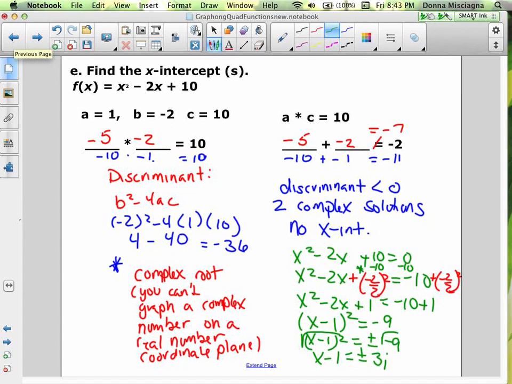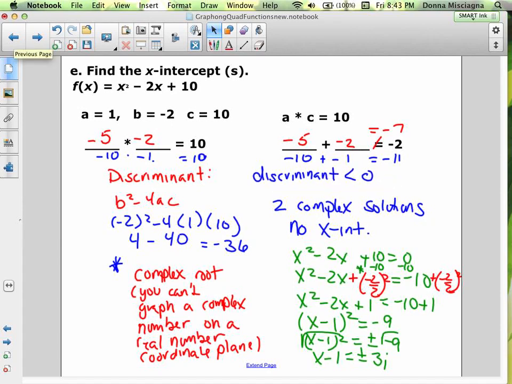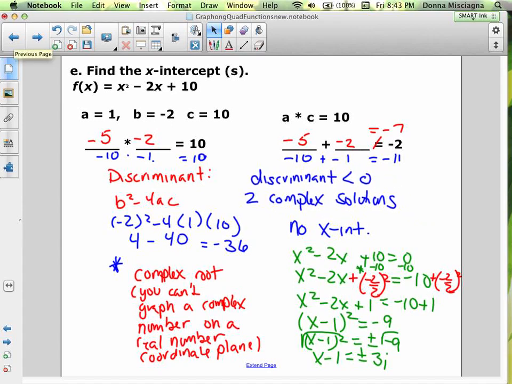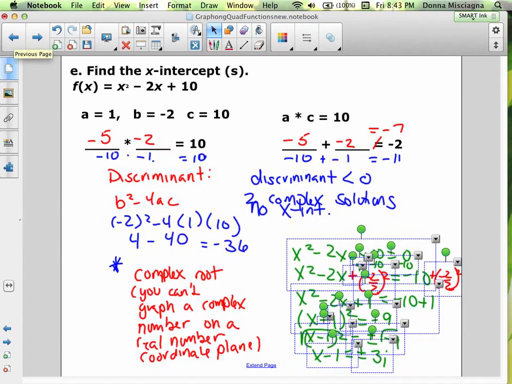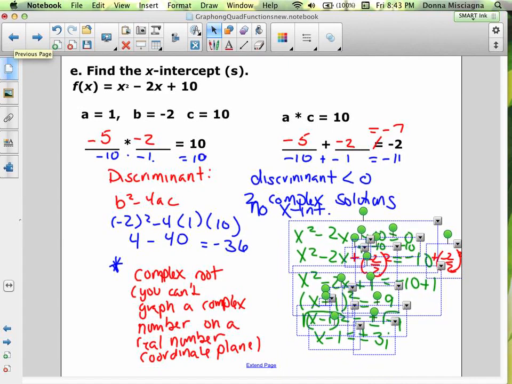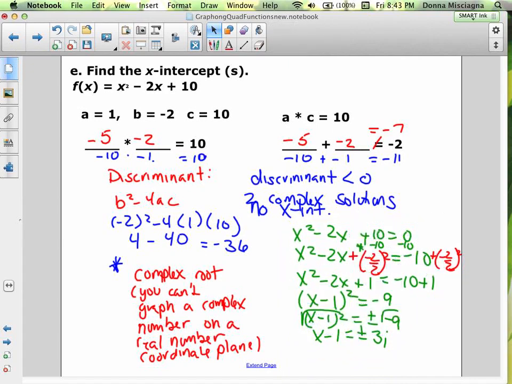So here's our solution. I should have really given myself just a tad more room. Let me see if I can give myself just a teeny weensy bit more room. Whoops. What I was trying to do is that. Grab everybody. There we go. And so we're going to add 1 to both sides. So x equals 1 plus or minus 3i.